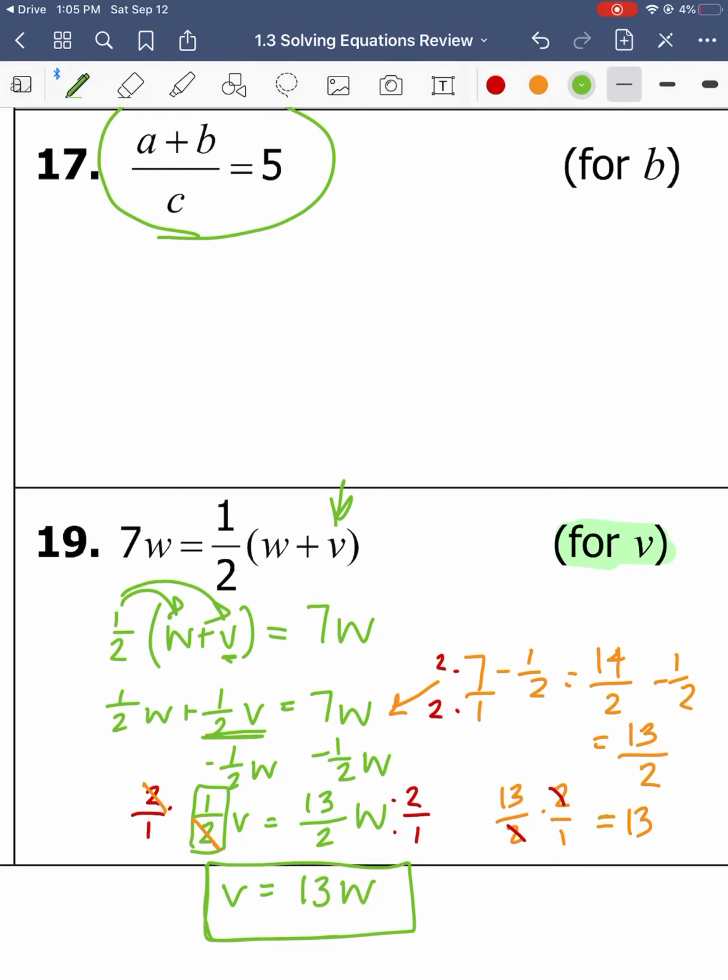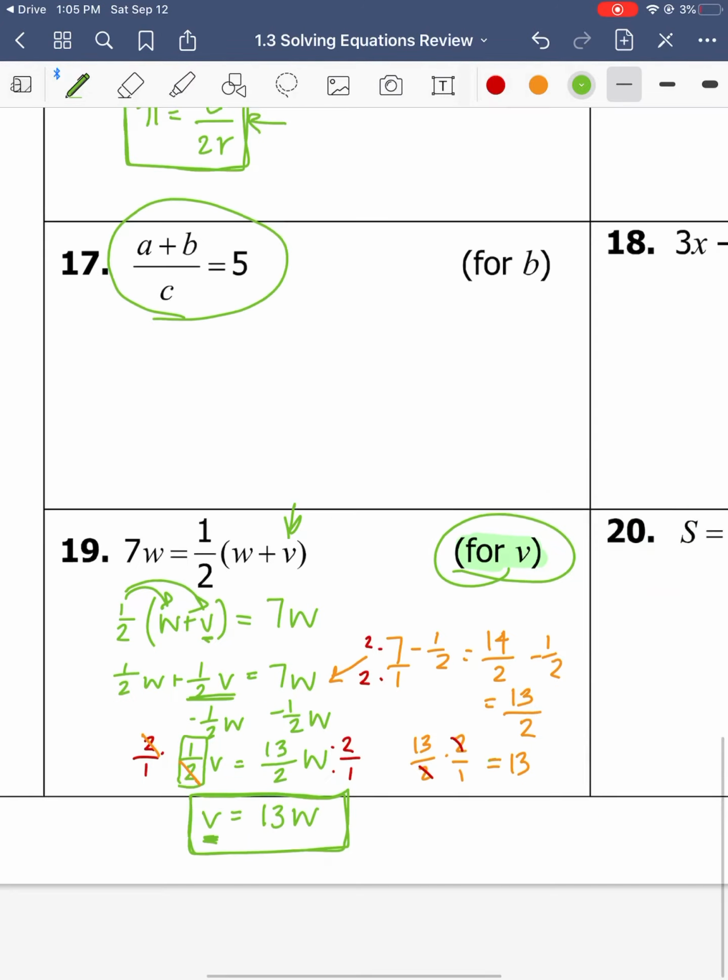And even though we don't know the value of w, it's not a number, we still have solved for this variable, which is what we were wanting in the beginning. We wanted to solve for v. So now we have solved for v.